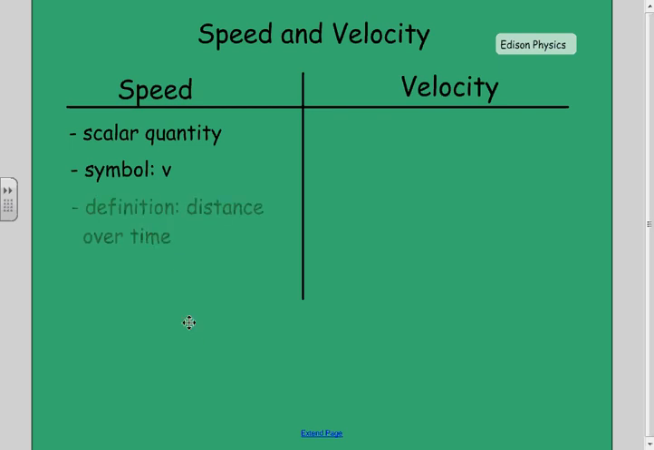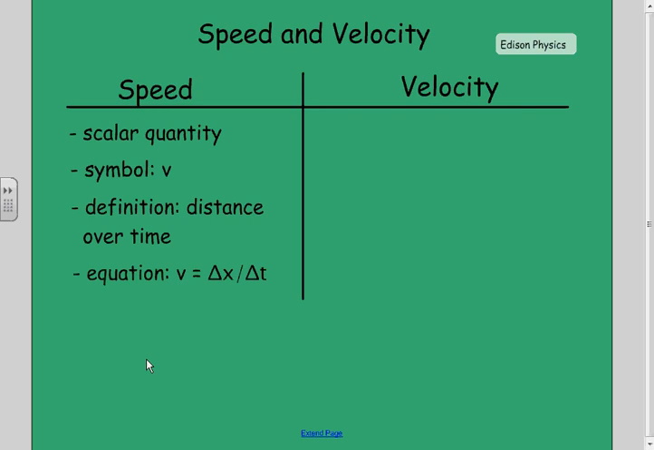The definition: because speed is a scalar, we use distance when we calculate speed. So we would say speed is distance over time, meters per second. Now over is another way of saying divide. So if we wanted to write an equation for how to calculate speed, we would say speed is the distance divided by the time.